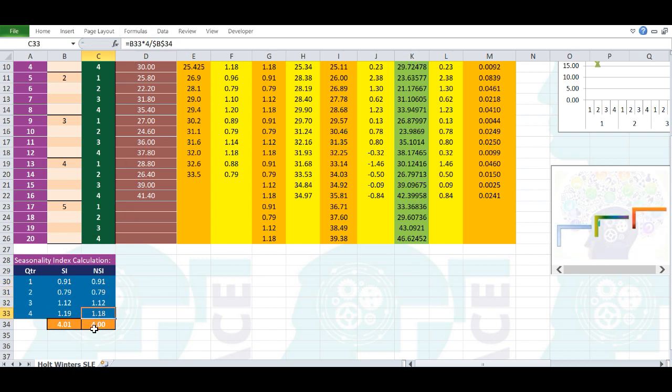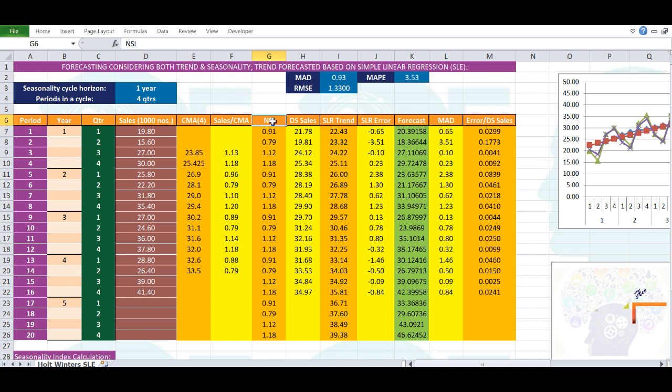So, we observe that quarter 4 is the highest peak period, followed by quarter 3, the next peak period, whereas quarters 1 and 2 are off-peak periods. We then carry over these NSIs to this column G, in the model. We then use these NSI values to deseasonalize the actual demand or sales. So, dividing the actual sales D7 by the NSI G7 gives us the raw data of deseasonalized sales, in column H, on which we will forecast level and trend. Finally, we will add back the seasonality index to get the final forecasted value.